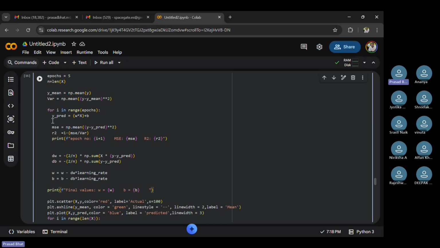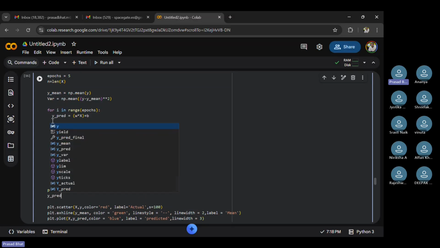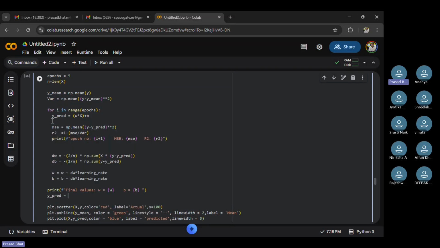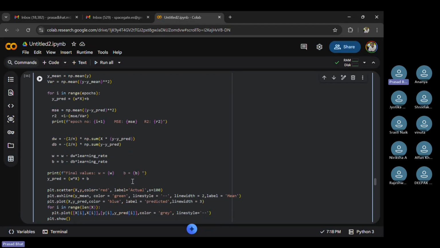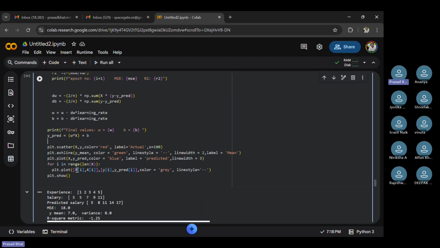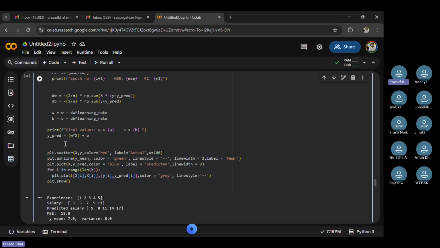Then let's predict whatever is happening. Y_predicted is equal to the same thing, W times X, anything is fine. Now if you want it in the proper form, W times X plus B, right? Fine. The last part, let's keep it as it is. It is just plotting.